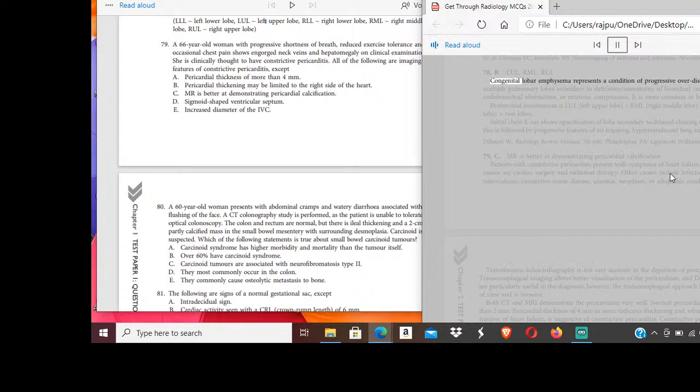Congenital lobar emphysema represents a condition of progressive overdistension of one or multiple pulmonary lobes secondary to deficiency or immaturity of bronchial cartilage, endobronchial obstruction, or extrinsic compression. It is more common in boys. Preferential involvement is LUL, left upper lobe, RML, right middle lobe, RUL, right upper lobe; two lobes.